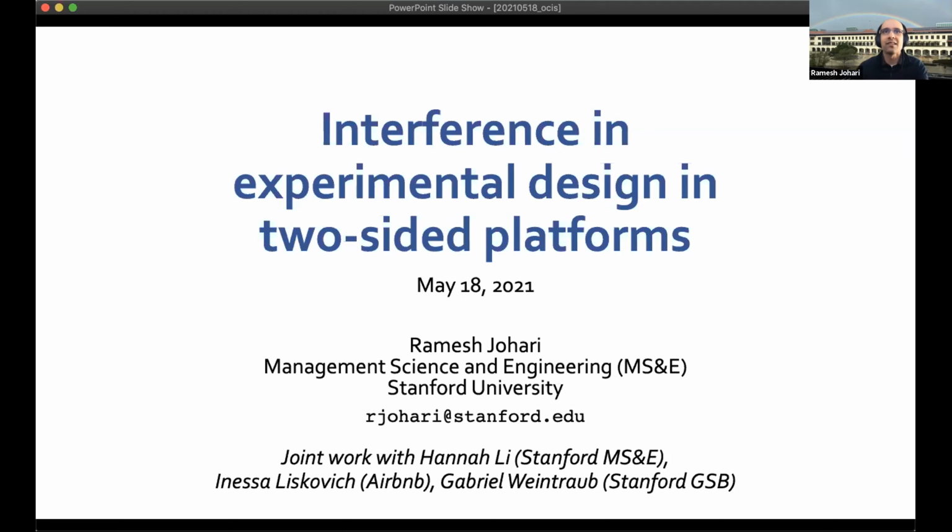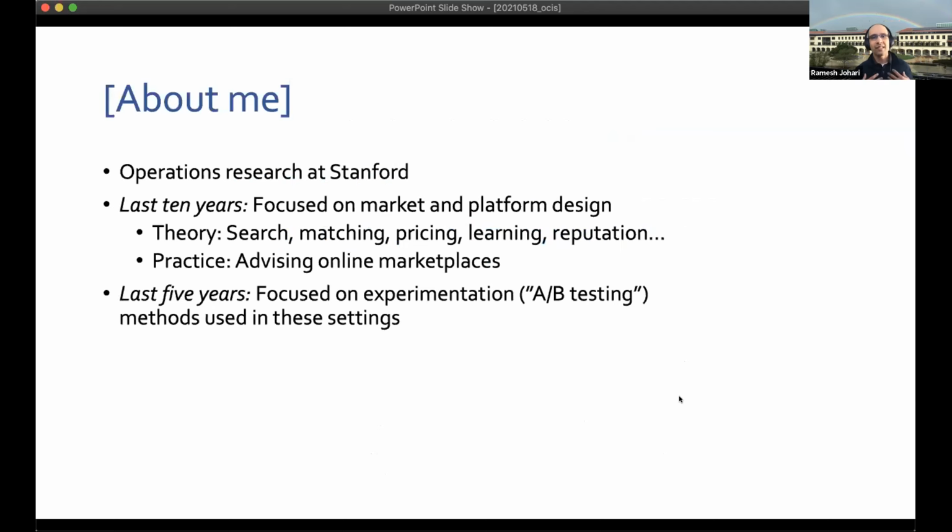Okay, so let me just jump right into it. First, just a few words about me, because I know this is a community that I'm perhaps a little bit of an outsider to. My broad area is operations research at Stanford. For the last 10 years, my research has largely focused on market design and platform design, particularly with an emphasis on designing online marketplaces. So this includes things like search, matching, pricing, learning, reputation. From a practical standpoint, I've spent a lot of time also advising online marketplaces.